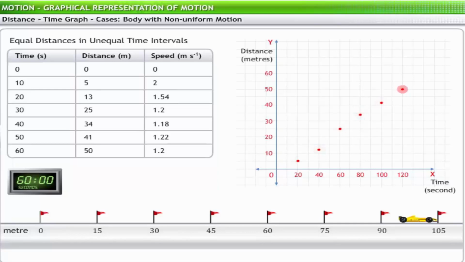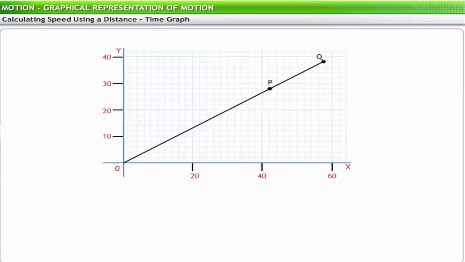Now let us consider a body moving unequal distances in equal time intervals. As you can see, a graph plotted based on the data provided again shows a curve. Now, let's look at how we can use the distance-time graph to make deductions about speed. To determine the speed of an object, consider a segment PQ of the distance-time graph of an object in uniform motion. Draw a line parallel to the y-axis from point Q and another line parallel to the x-axis from point P.